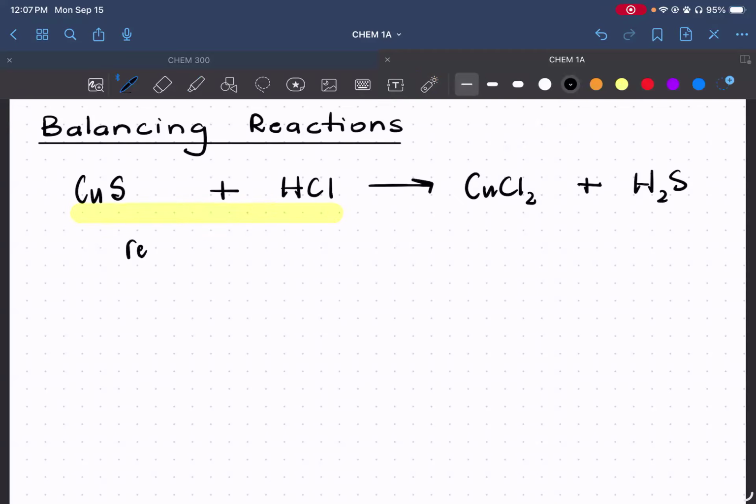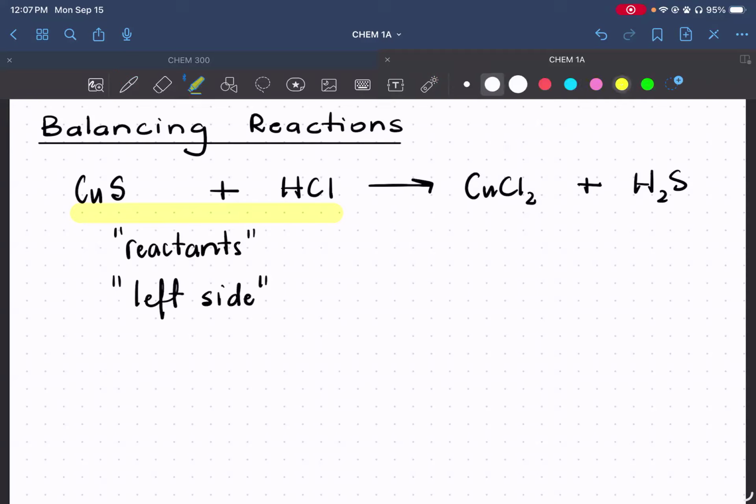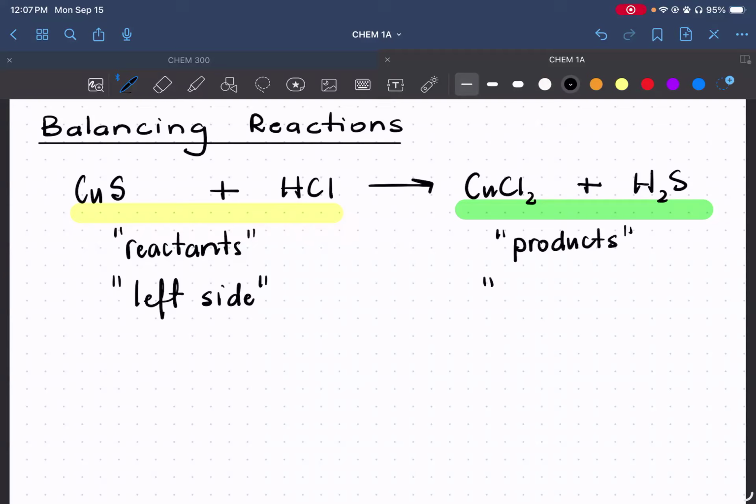we call this the reactant side. You'll also hear sometimes we'll just refer to it as the left side of the reaction. Similarly, on the right-hand side, we have what are known as the products. And again, sometimes this will be loosely referred to as the right side of the equation.